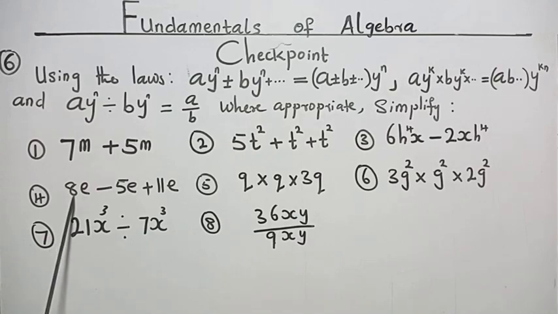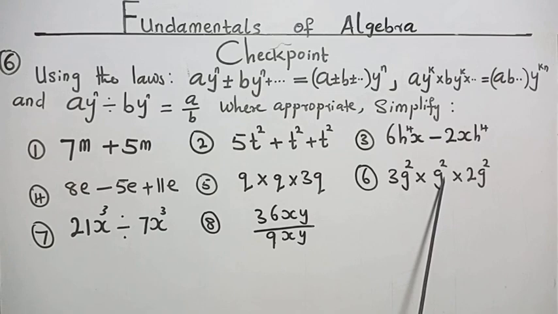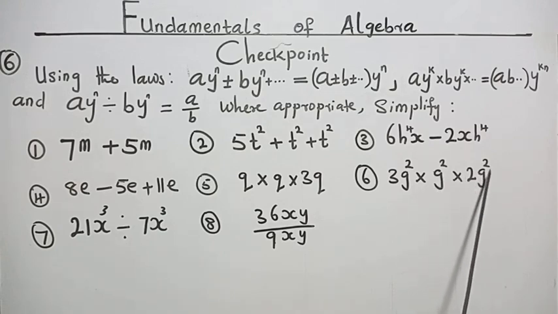Number 4, 8e minus 5e plus 11e. Number 5, q times 3q. Number 6, 3g squared times g squared times 2g squared. Number 7, 21x to the power 3 divided by 7x to the power 3. Number 8, the last one, that is 6xy over 9xy.